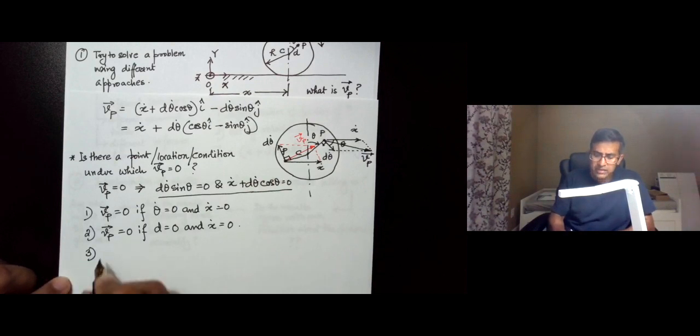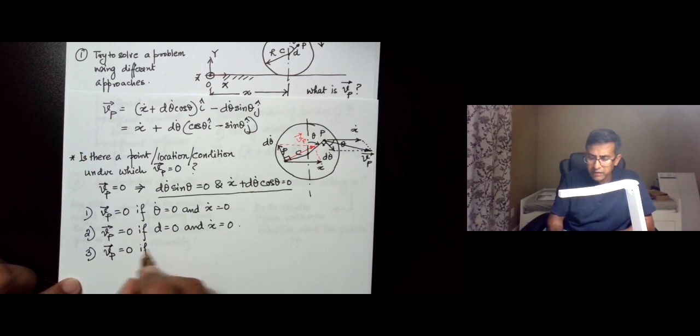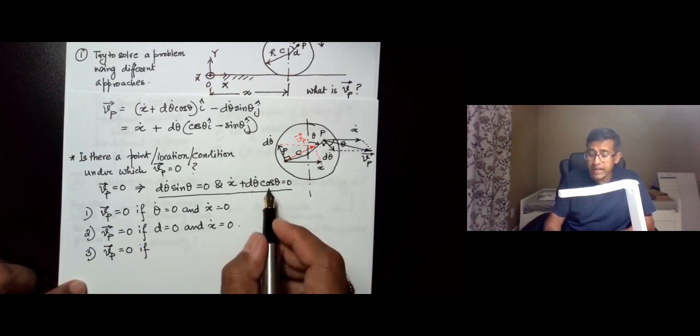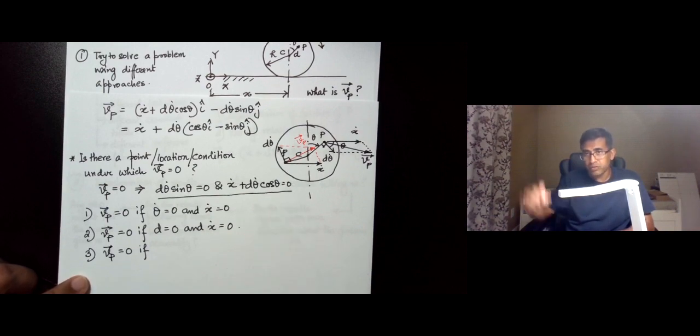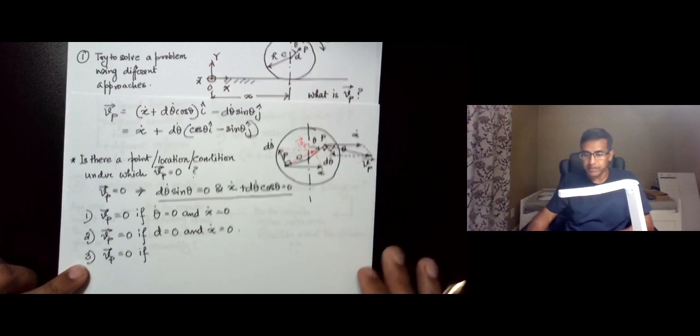Now the third case is Vp is going to be equal to 0 if, for instance, now theta, keep in mind, is going from 0 to 180 degrees to 360. After that the angle theta just repeats, right?